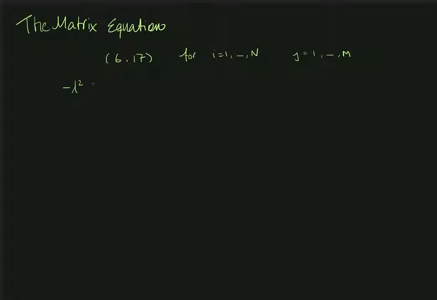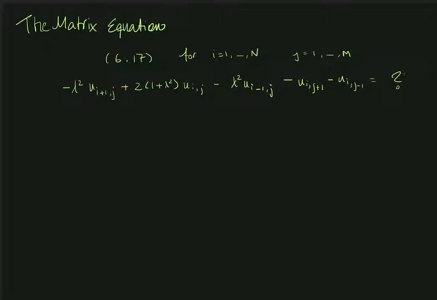Minus lambda squared times u_{i+1,j} plus 2 times (1 plus lambda squared) times u_{i,j} minus lambda squared u_{i-1,j} minus u_{i,j+1} minus u_{i,j-1} is equal to 0. Now for your case, your right hand side might not be 0, so I'll just put a question mark over here. But in the book it's 0, and for you it should be something else.